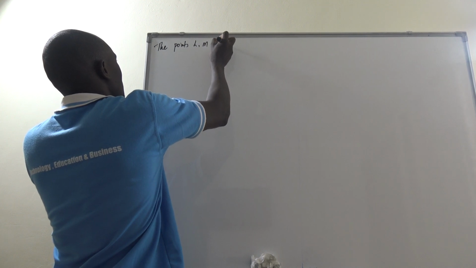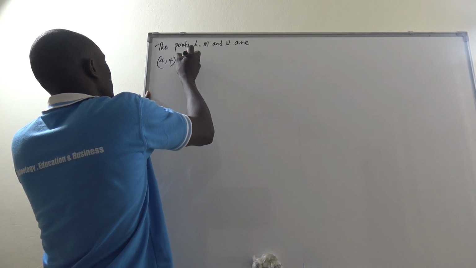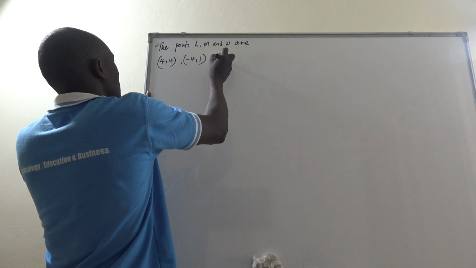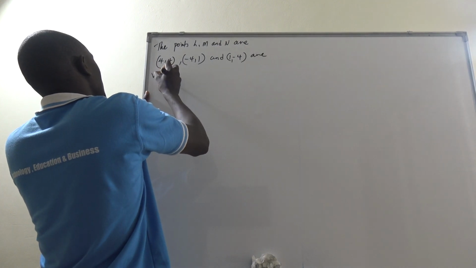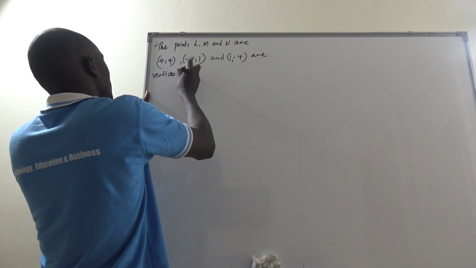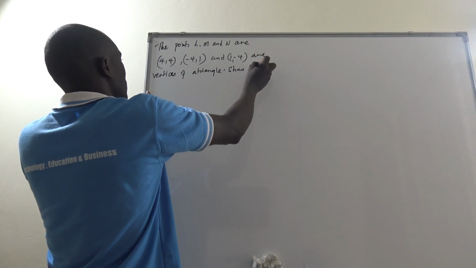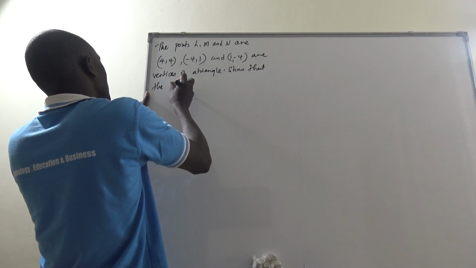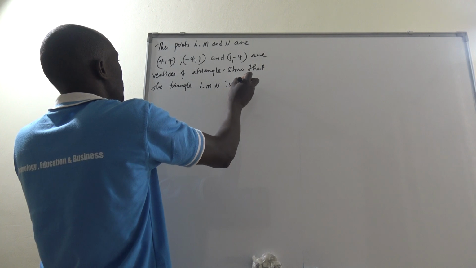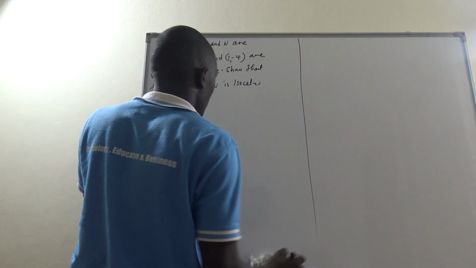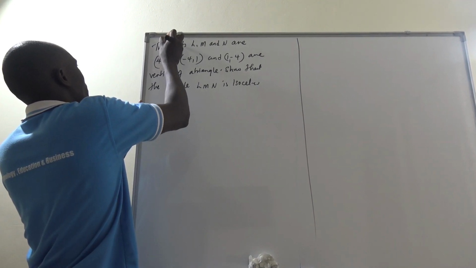L, M and N are (4, 4), (-4, 1), and (1, -4), the vertices of a triangle. Show that the triangle LMN is isosceles. So can we try to look at this if it is isosceles? That is our example 4.